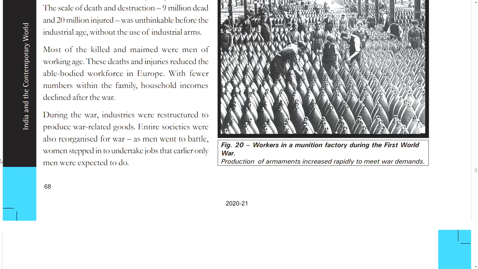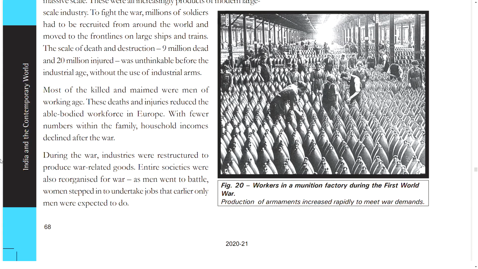During the war, industries were restructured to produce war-related goods. Entire societies were also reorganized for war. As men went to battle, women stepped in to undertake jobs that earlier only men were expected to do. Figure: workers in a munitions factory during the First World War. Production of armaments increased rapidly to meet war demands.